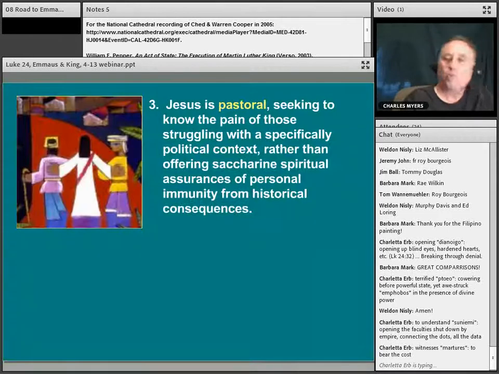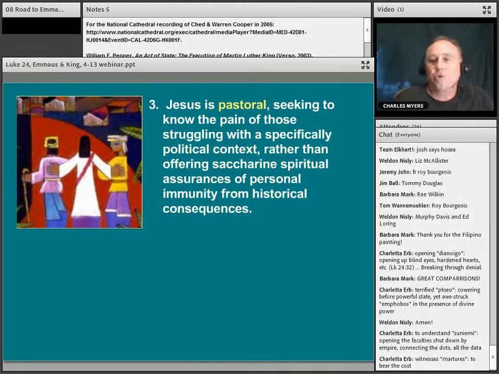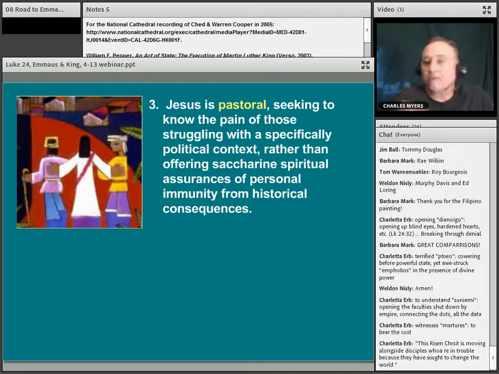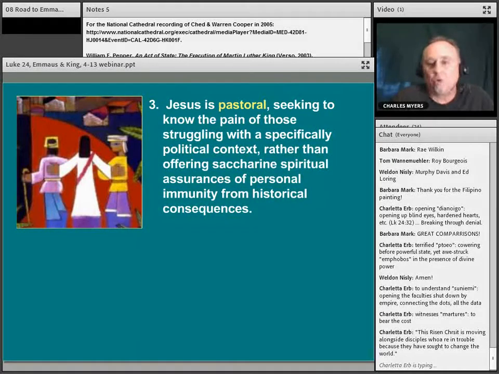Thirdly, there's more. Jesus clearly is pastoral in this portrait, seeking to know the pain of those struggling with the specifically political context, rather than offering saccharine spiritual assurances of personal immunity from historical consequences. I think that's very, very important to our Christology, that Jesus really does care about our pain, but it's political pain as well as personal pain.